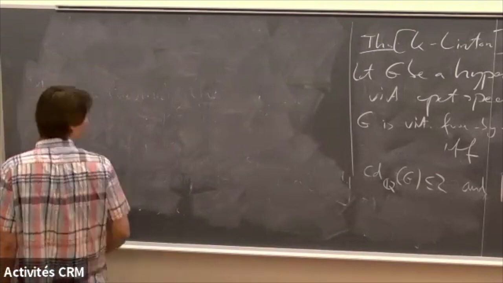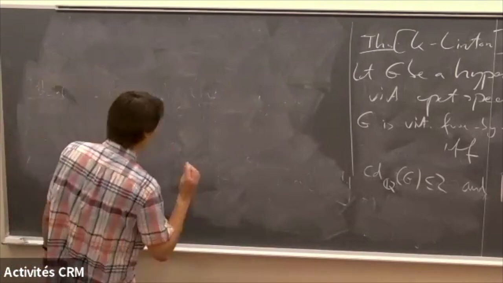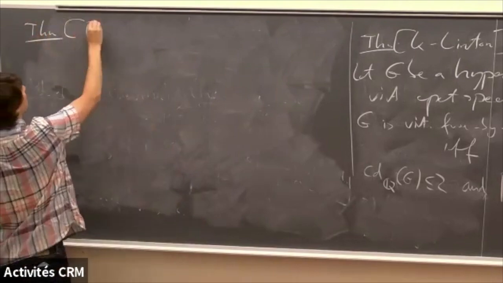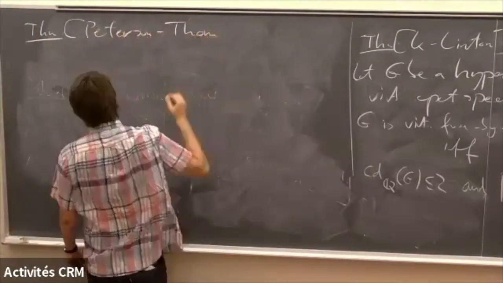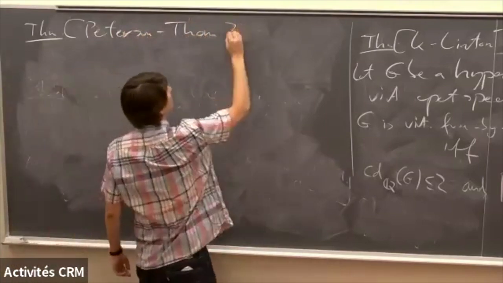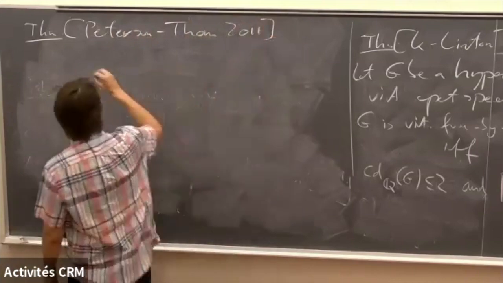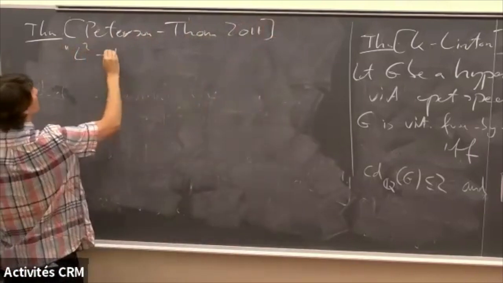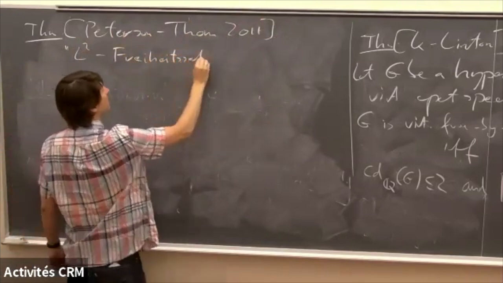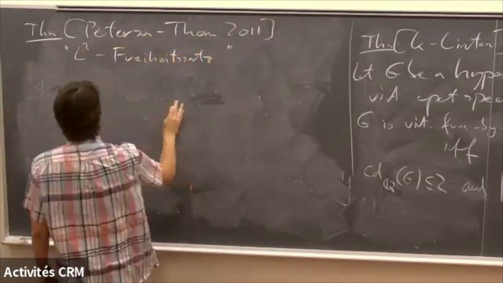Okay, what's the big gun? So we are going to use a beautiful theorem. I really want to advertise this. This is by Peterson and Tom from 2011. This is known as the L2 Freiheitssatz. Okay, what do they prove?